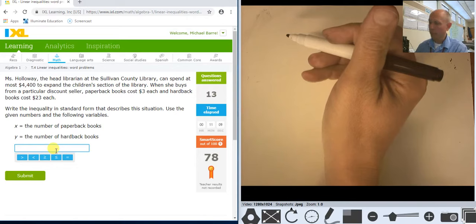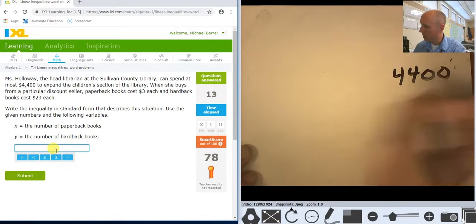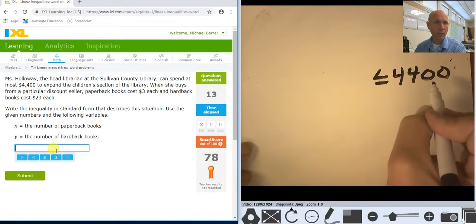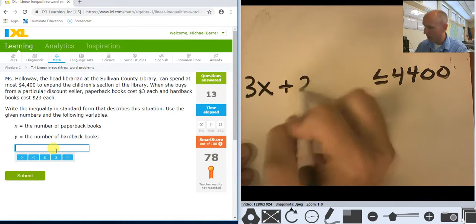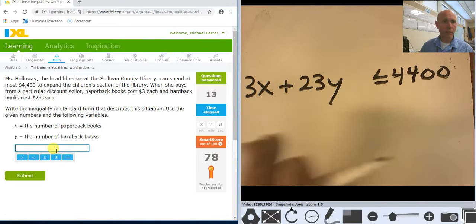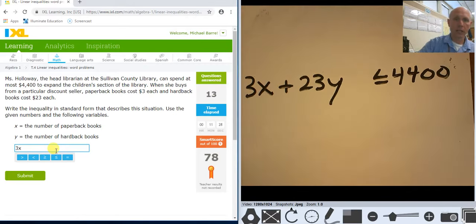She can spend at most this much money, so she can get to it, but she can't go over it. She buys paperback books, so 3x for paperbacks, and 23y for hardcovers. So 3x plus 23y is less than or equal to 4,400. I don't want to mess this one up. She can spend at most.